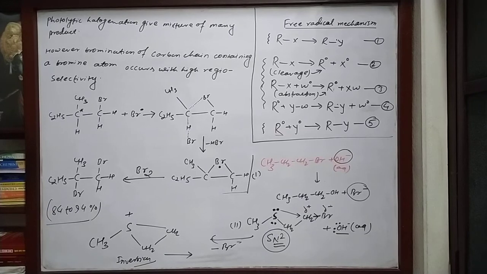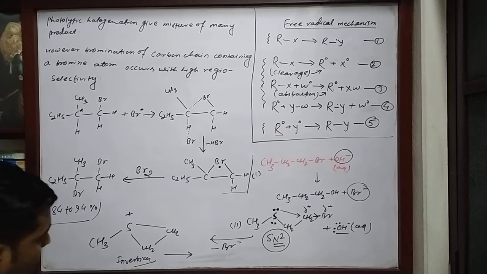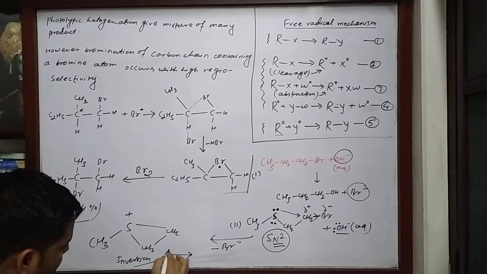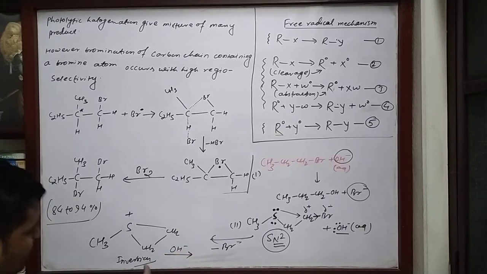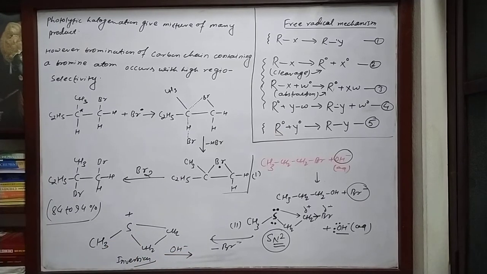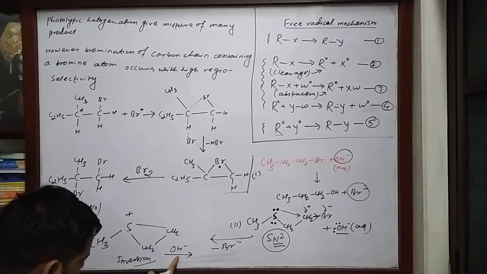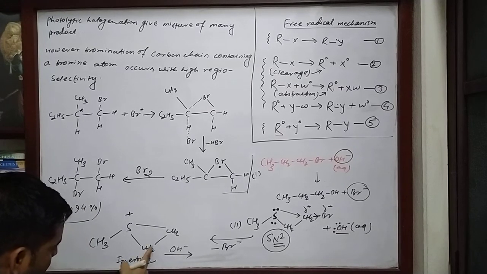Inversion again. And what happens in the next step? When the cyclic transition state is formed, OH minus again attacks this cyclic transition state, and this OH minus attacks either this carbon or this carbon, because both are the same.